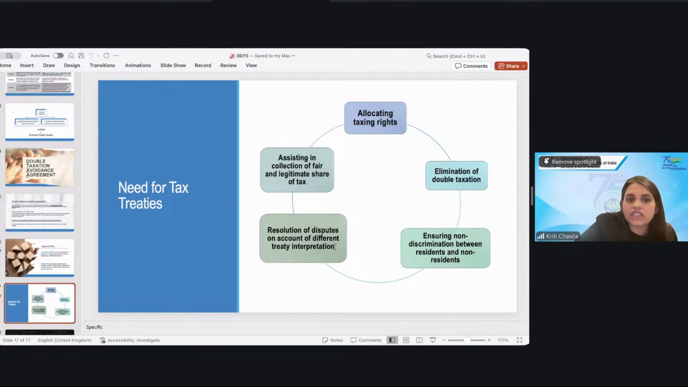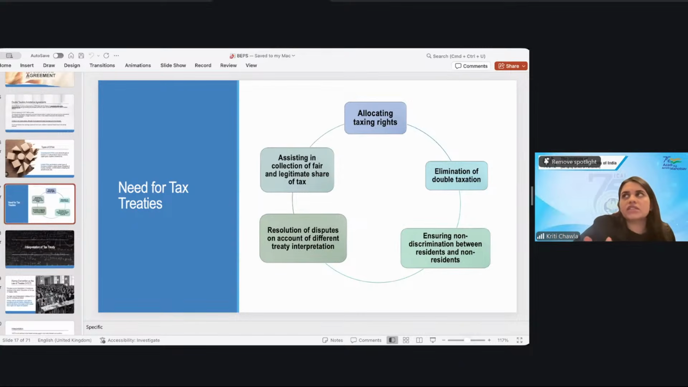Then there is ensuring non-discrimination between residents and non-residents. So this will help you ensure that there is non-discrimination between residents and non-residents, and there are articles for that also. What I'm trying to say is that a tax treaty provides a holistic approach wherein these issues are also resolved rather than just elimination of double taxation. There is also Article 26 in a tax treaty for exchange of information, which helps countries exchange information with other countries so that there is tax transparency, etc. So that is also one of the objectives of a tax treaty.